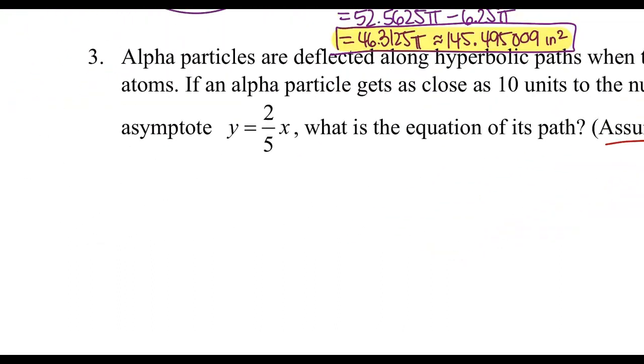Okay, so one thing that it did say is if an alpha particle gets as close as 10 units to the hyperbolic path, it'll have an asymptote of y equals 2 over 5x. Okay, so let's see what that means. If I was to graph this out, this will be the center of my hyperbola. This distance to here, which is your hyperbola, which will be opening to the left and right, this distance will be 10 units.